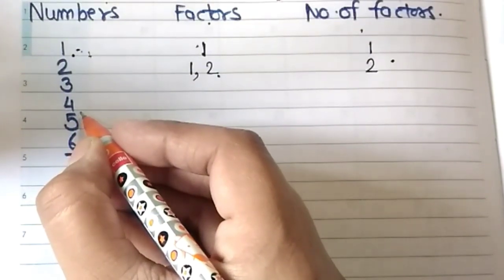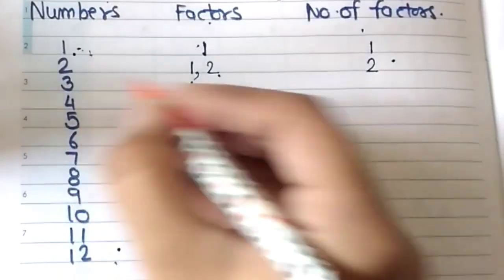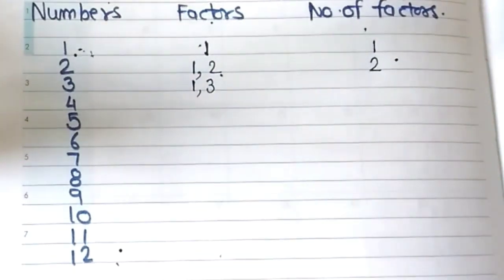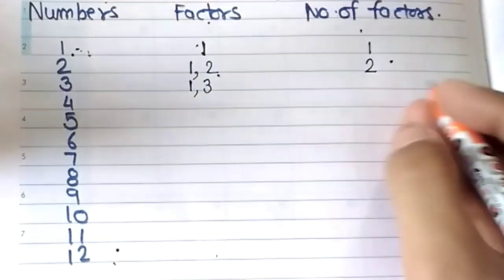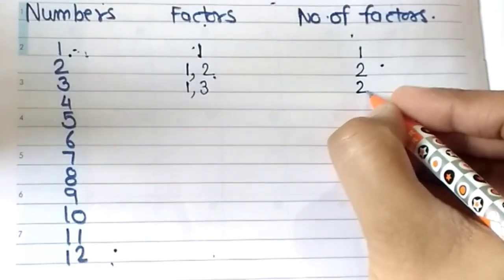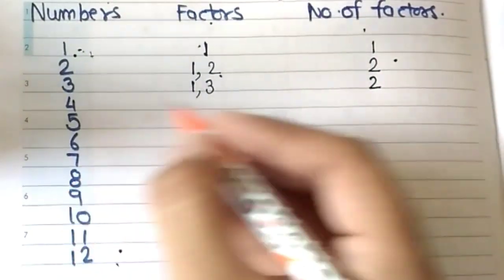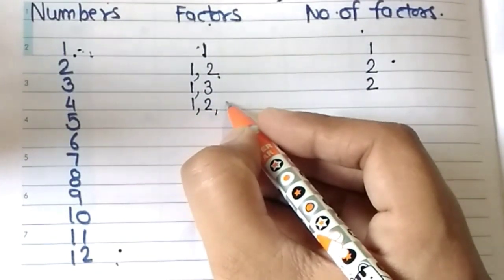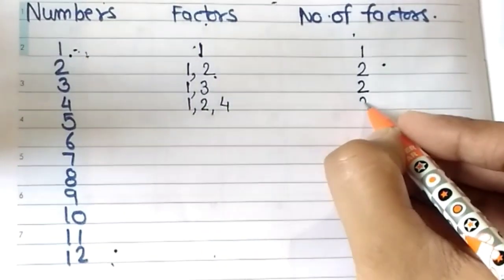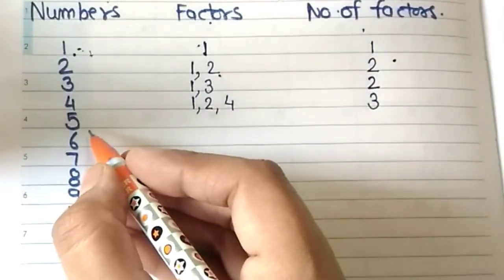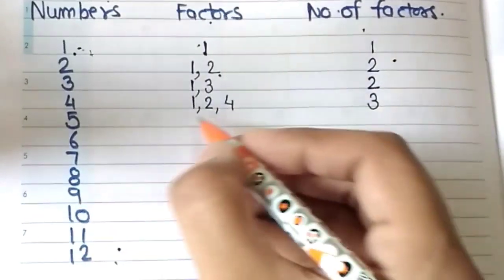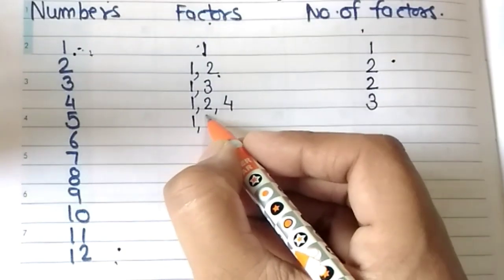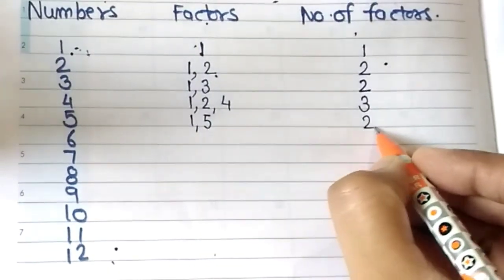3. 1 is a factor. 2 is a factor? No. Then 3 is a factor. So number of factors are 2. 4. 1 is a factor. 2 is a factor. 3 is not a factor. 4 is a factor. So number of factors are 3. 5. Factors are 1, not 2, not 3, not 4, just 5. Number of factors are 2.